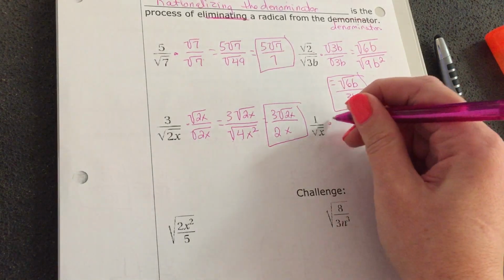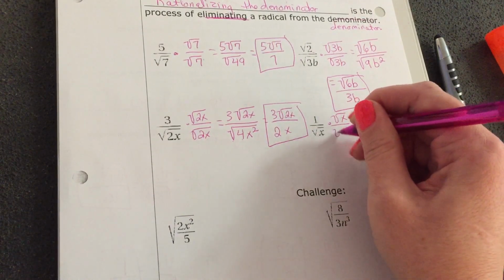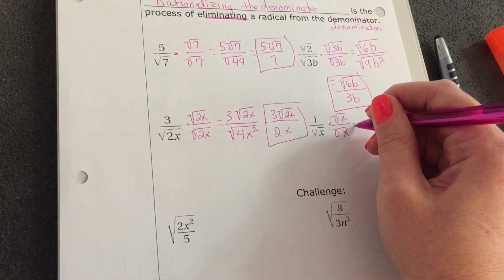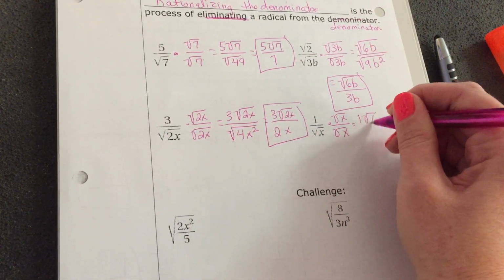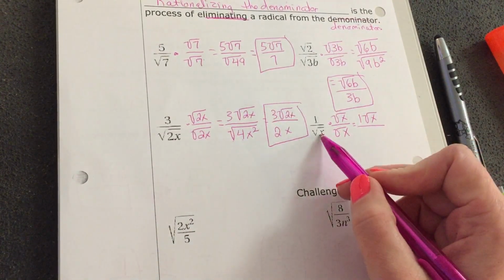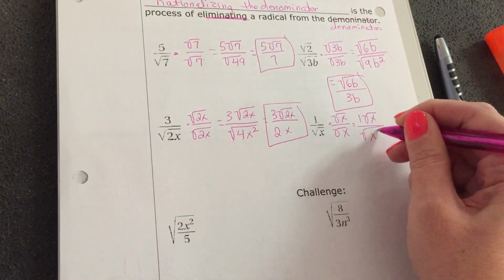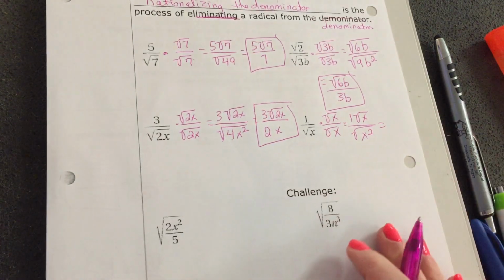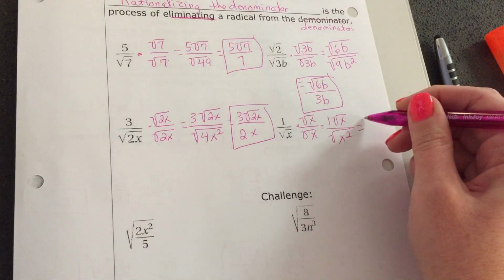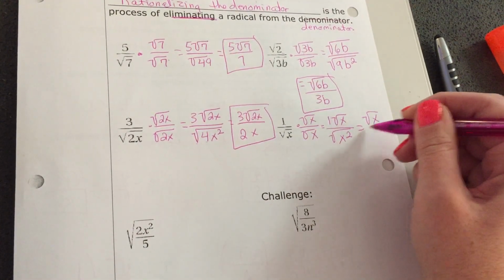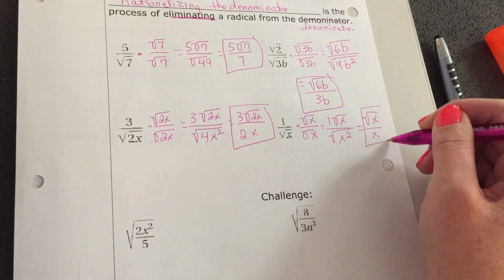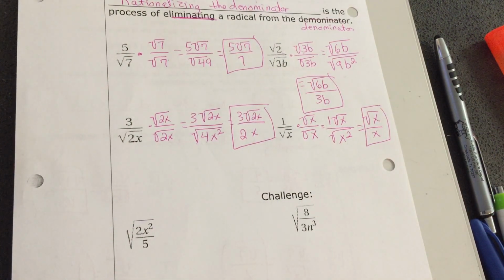Okay, this one, let's multiply by the square root of x, square root of x. So we get 1 square root of x over square root of x squared, which actually gives us what? Square root of x over x. Okay?